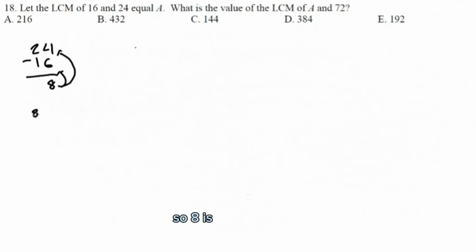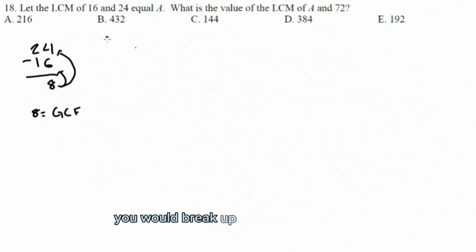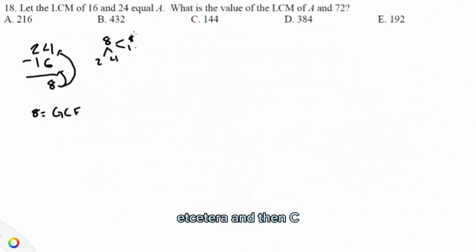So 8 is equal to the GCF of 16 and 24. Now, in this case, let's say that 8 did not go into 16 or 24. What you would do is break up 8 into its factors, like 2, 4, 1, 8, etc., and then see from the highest factor that goes into both 16 and 24. In this case, 8 does it automatically, so you don't need to check for that. Alright, now back to the problem.